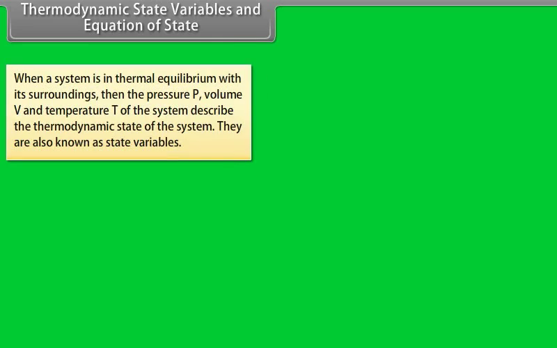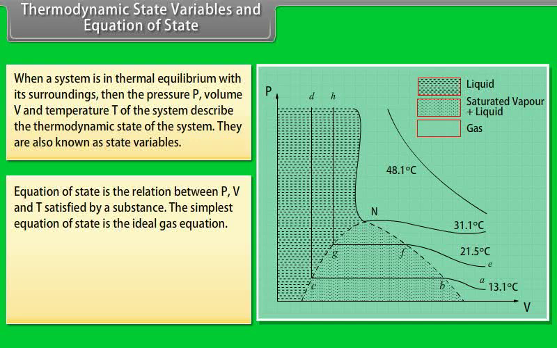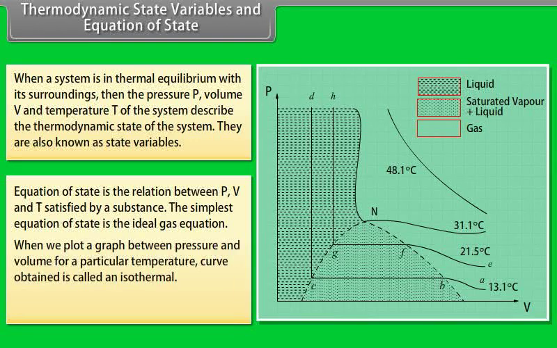Thermodynamic state variable and equation of state. When a system is in thermal equilibrium with its surroundings, then the pressure P, volume V, and temperature T of the system describe the thermodynamic state of the system. They are also known as state variables. Equation of state is the relation between P, V, and T satisfied by a substance. The simplest equation of state is the ideal gas equation. When we plot a graph between pressure and volume for a particular temperature, the curve obtained is called an isothermal. Plot of different isothermals for CO2 is given in this graph.